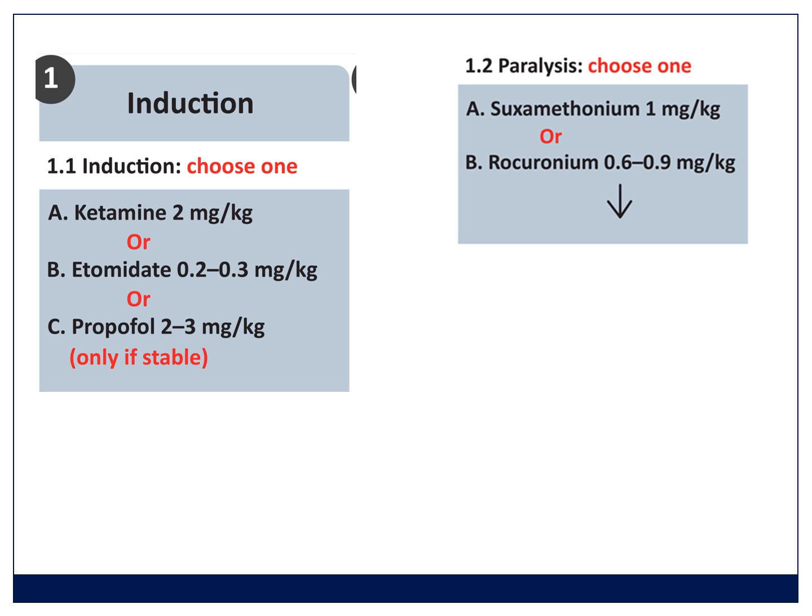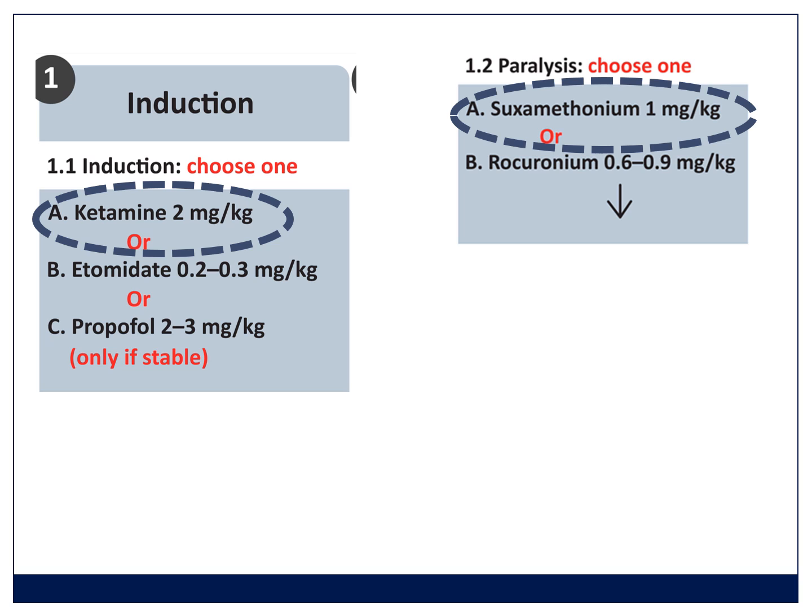So you're going to give the induction agent, and then you're going to follow it with a muscle relaxant. In this instance, I've chosen ketamine, and we're going to follow it with suxamethonium, 1 milligram per kilogram, remembering the contraindications to suxamethonium. The big ones are burns patients or prolonged immobility, susceptibility to malignant hyperthermia, or hyperkalemia. Those are the main ones that I think of when I'm using suxamethonium.